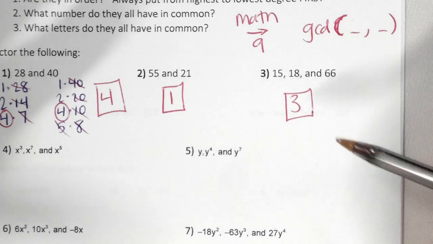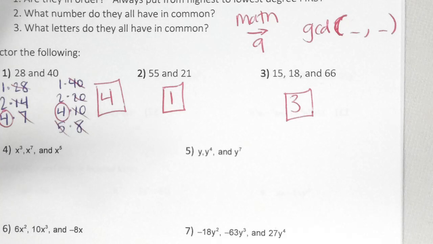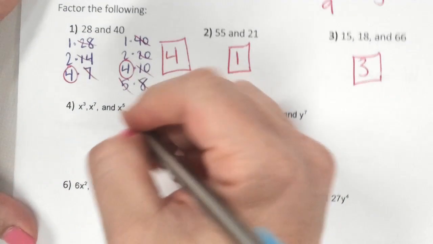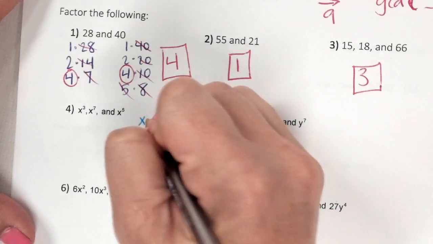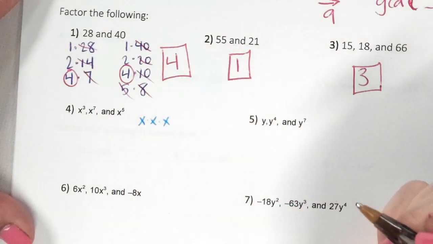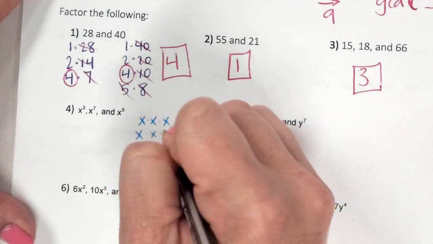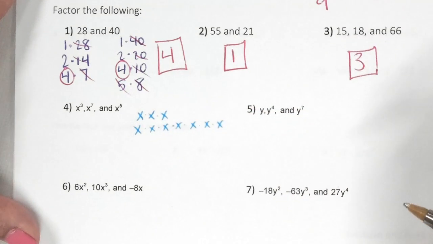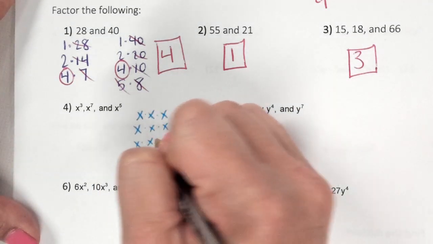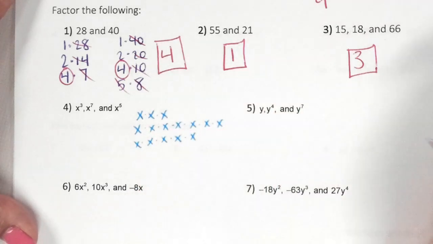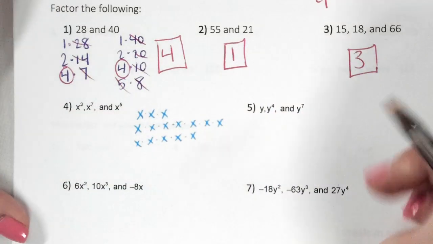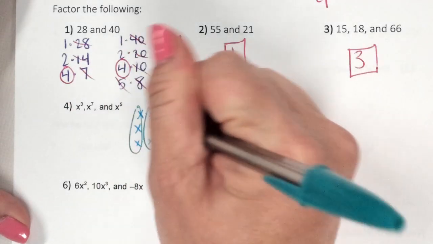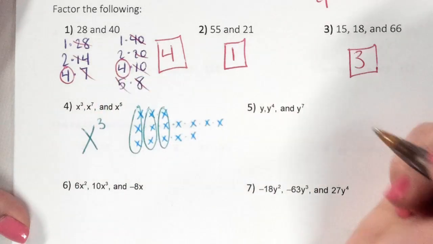Okay, so now when we look at letters, I'm going to show you, like we did here, and then I'm going to explain the rule. So if I have x to the third power, isn't that x times x times x? And then I have x to the 7th, x 2, 3, 4, 5, 6, 7. Okay, and then I have x to the 5th power. How many do these have in common? 3. So x to the 3rd is our answer.